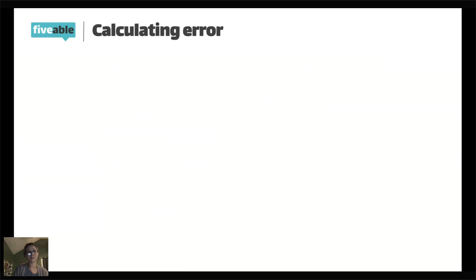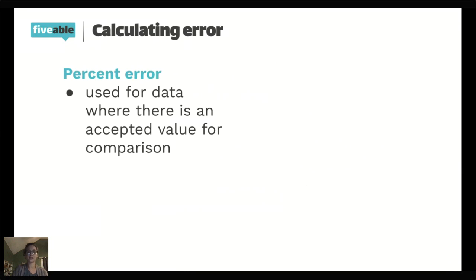If you've taken chemistry or even biology, you've probably seen this before, but basically there are 2 different ways that we might be calculating how much error that we have. One of those is percent error. So you've probably seen this before.